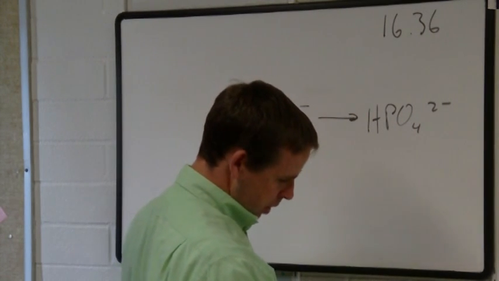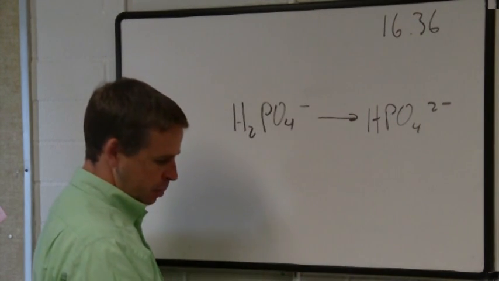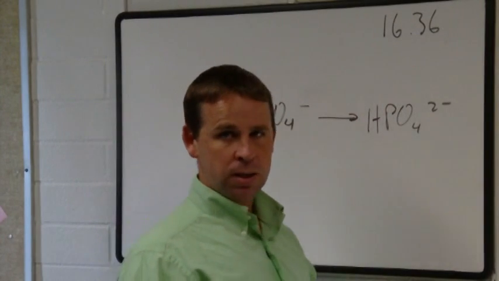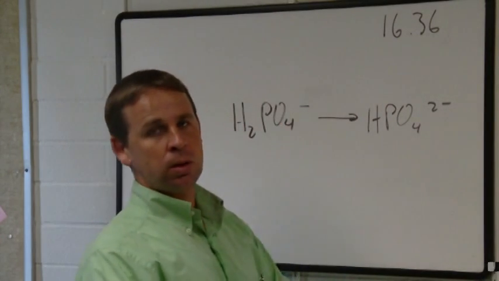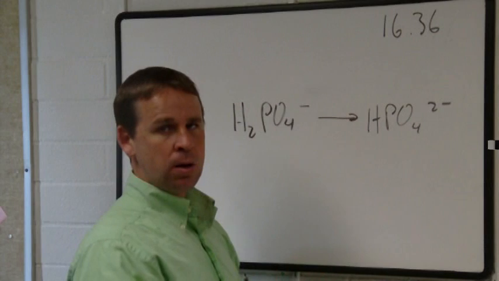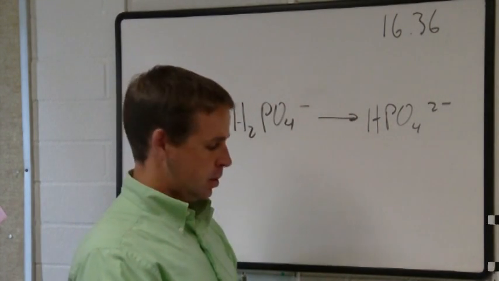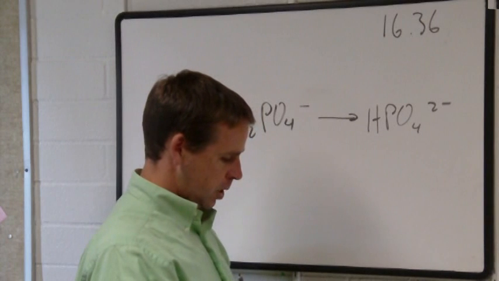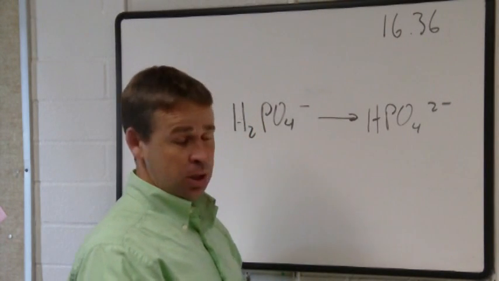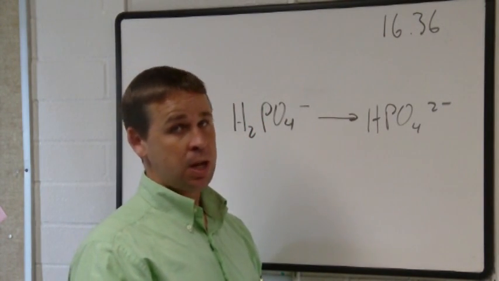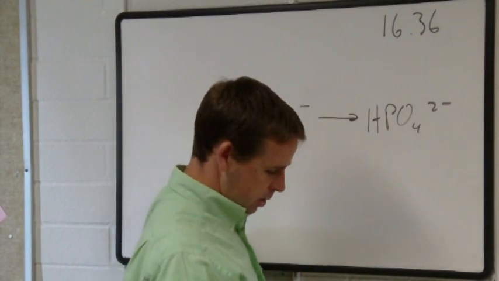The other one is the carbonate ion and the bicarbonate ion. The bicarbonate ion, HCO3 minus, has the proton. The carbonate ion doesn't. So there's the pair. The HCO3 minus, the bicarbonate ion, is the conjugate acid of the carbonate ion. And the carbonate ion is the conjugate base of the bicarbonate ion.